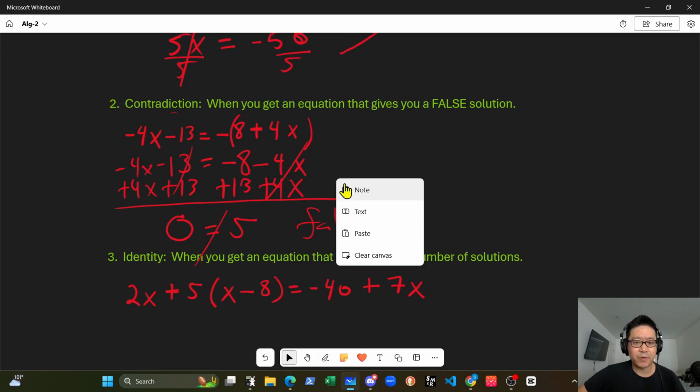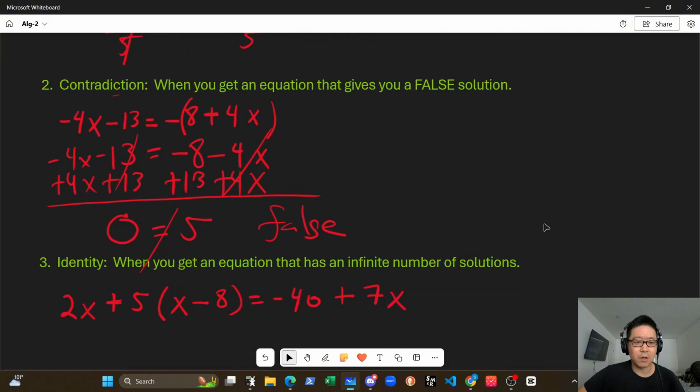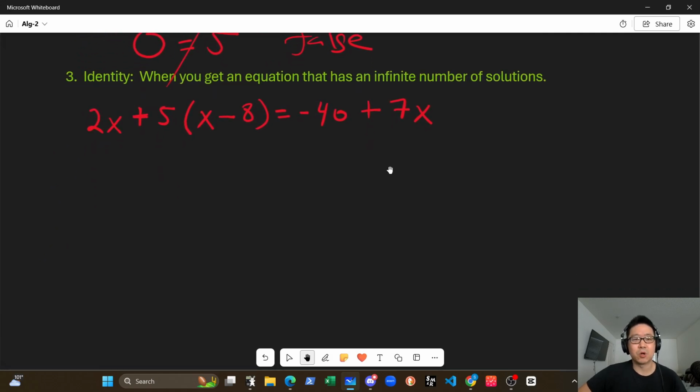The last type of equation is called an identity. And that's when you get an equation that has an infinite number of solutions. So again, let's go ahead and solve this one. This is 2x plus 5 times a quantity of x minus 8 equals negative 40 plus 7x.